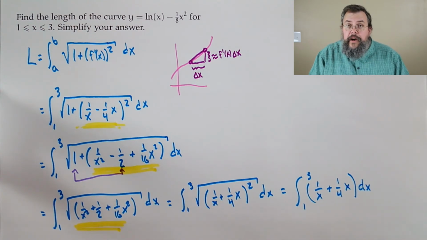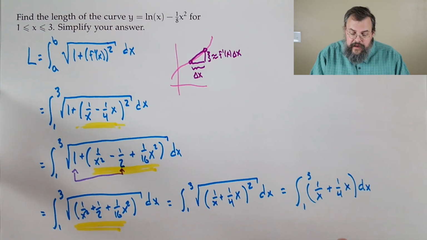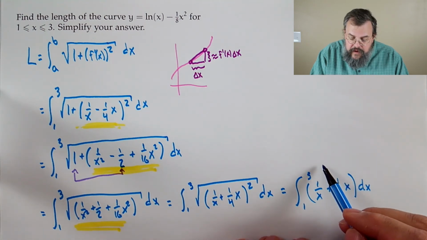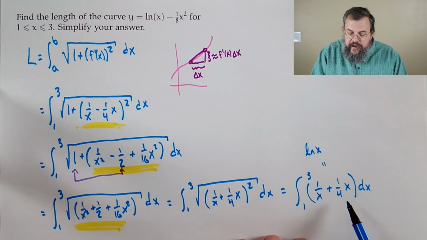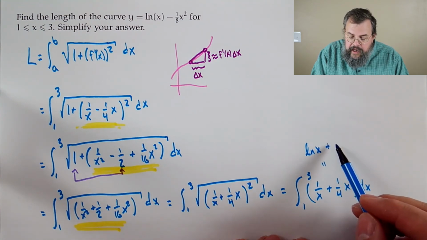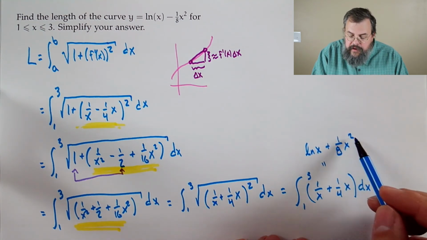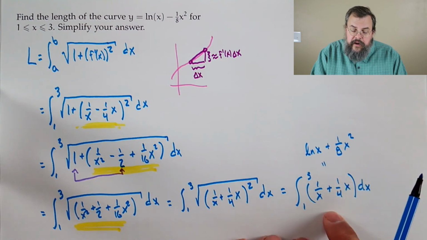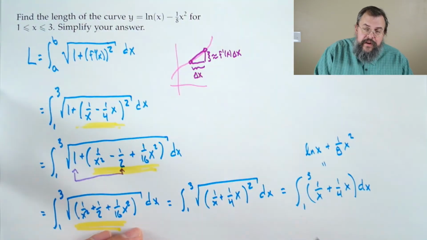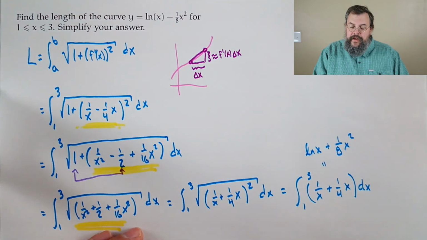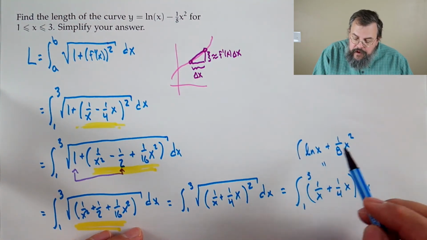Well, we're most of the way there. Now we can integrate. The integral of 1 over x is natural log of x. The integral of 1/4 x is 1/8 x squared, right? Because you'd add 1 to the exponent and divide by 2. Notice, suspiciously similar to what you have there. And we're not done. We're really close.